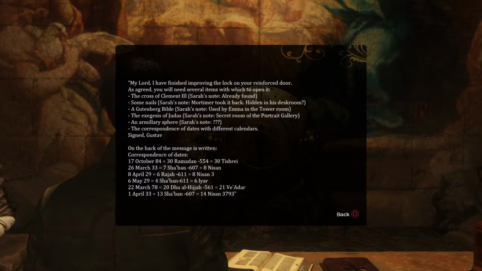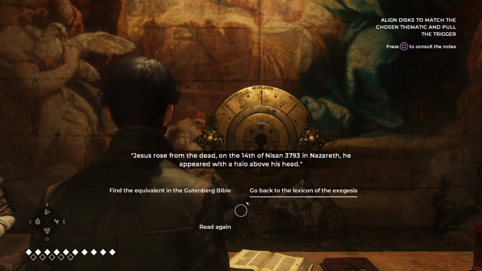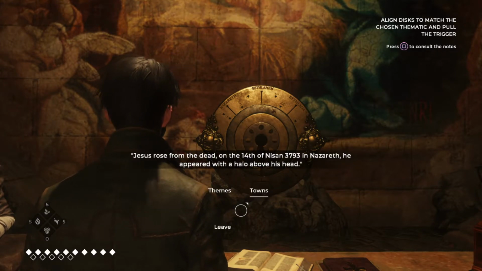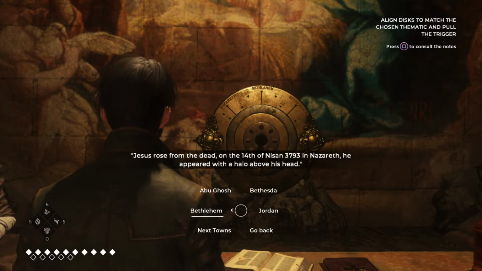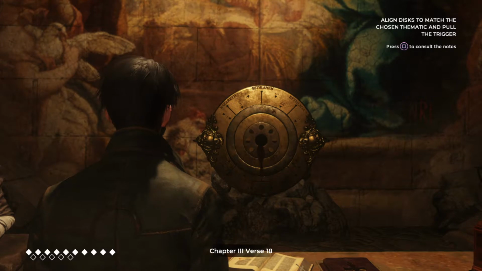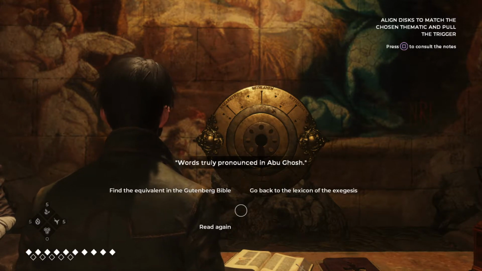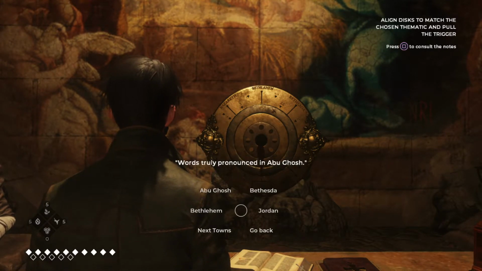If I want to assume that the birth is, for simplicity, the halfway point... I'm honestly just guessing here. God, I'm really confused right now. Genuinely, I'm very confused right now. Chapter 3, verse 18. Words truly pronounced in Abagash. That doesn't mean anything. God.